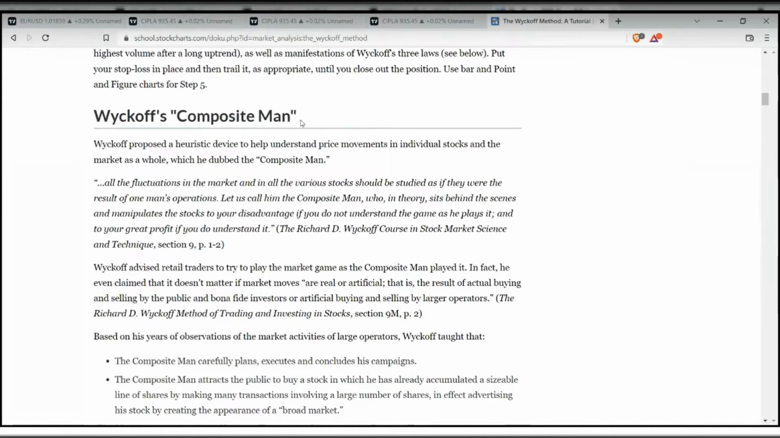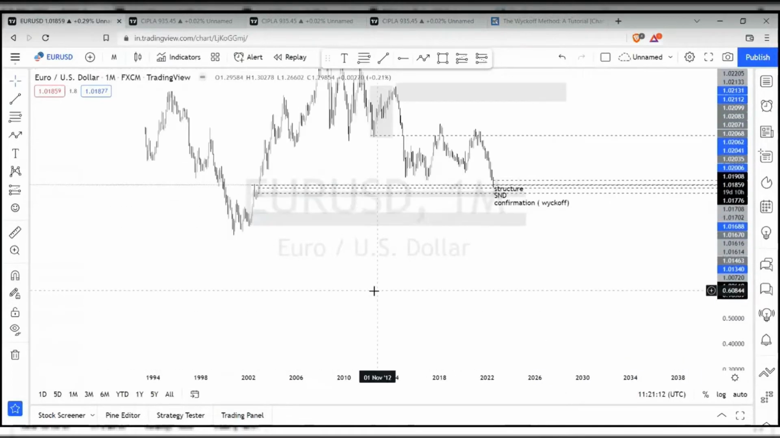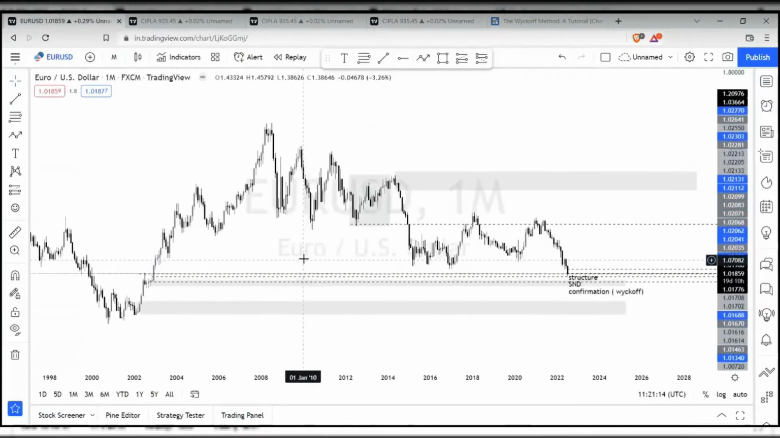Wyckoff Composite Man. What it says is, in this market, the retail traders like you and me who have less money, maybe you have, let's say, a $500, $10,000, $50,000, or even a $1 million account. But even if you go all in right here, it's not going to move. This is not going to move.